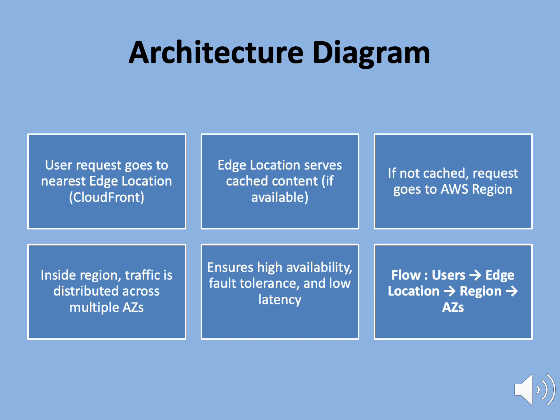Inside the region, the request is distributed across multiple availability zones to ensure high availability and fault tolerance. This entire flow helps in reducing latency, improving performance, and ensuring that the application remains available even if one component fails. This is the core reason why AWS applications are scalable, reliable, and globally accessible.